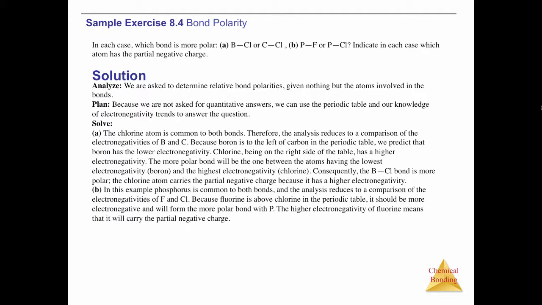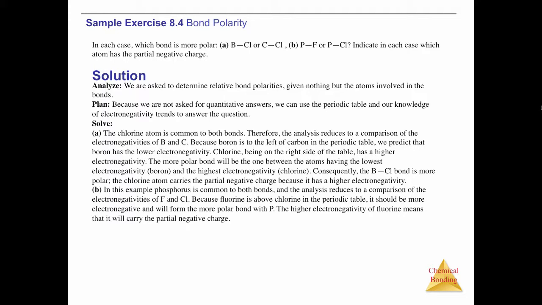to answer the question. The chlorine atom is common to both bonds in A. We have boron to chlorine and carbon to chlorine. Therefore, the analysis is reduced to a comparison of the electronegativities of boron and carbon. Because boron is to the left of carbon in the periodic table, we predict that boron has the lower electronegativity. Chlorine, being on the right of the table, has a high electronegativity.